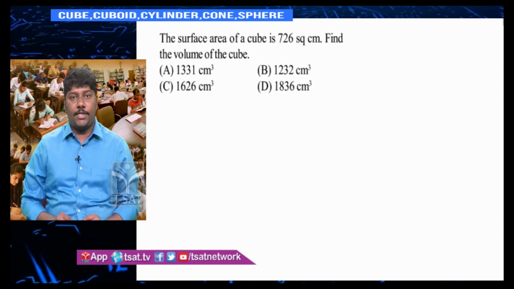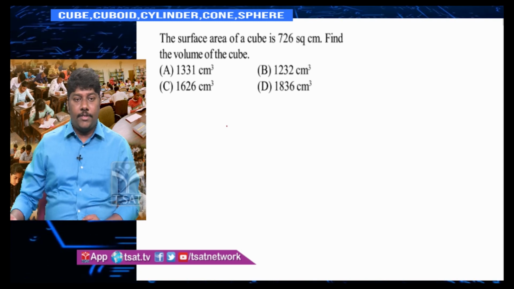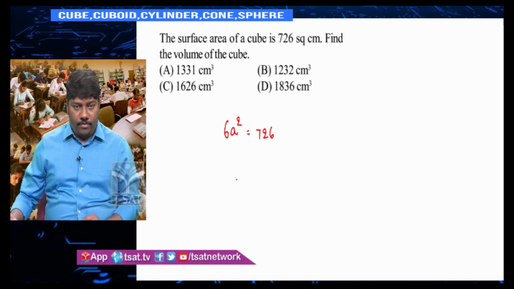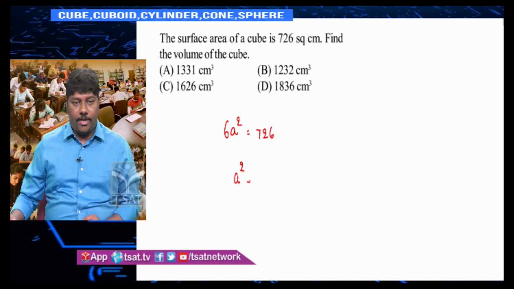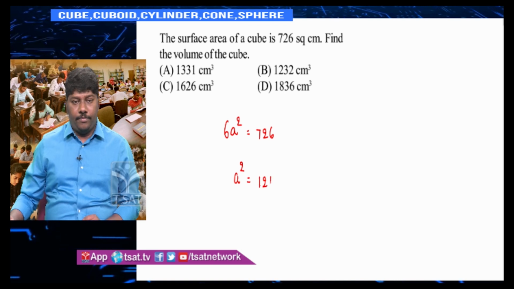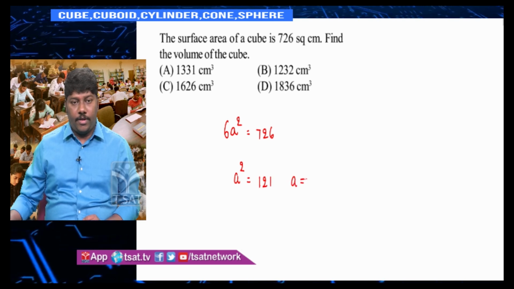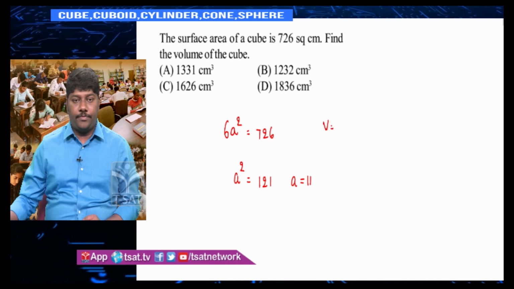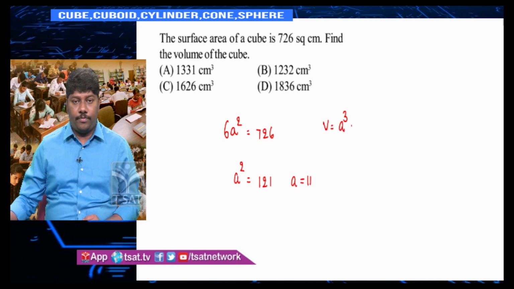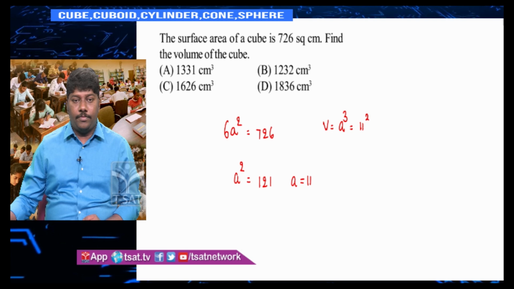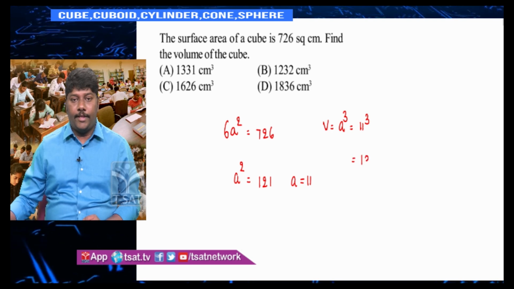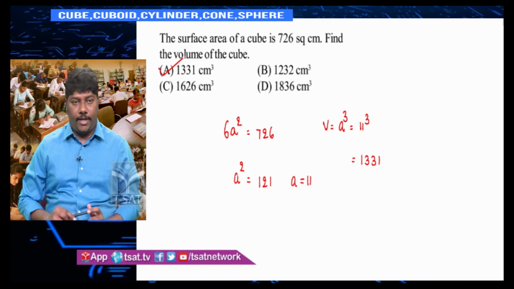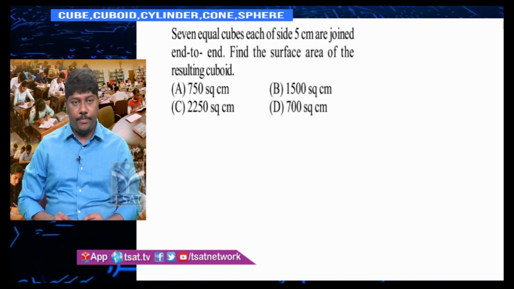So we'll take the total surface area of the cube, that is 6a square is 726. A square, if you cancel the 6 table, is 121. A is equal to 11. Volume of the cube is a cube, which is 11 cube, 1331. So the answer is 1331. Look at the next one.